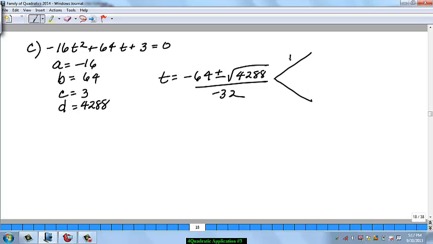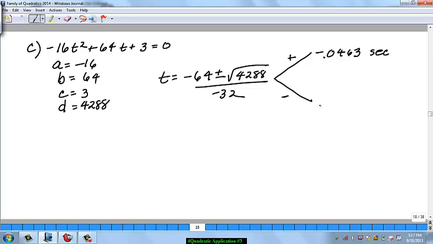If I split this up as positive and negative, when I use the positive, I get a negative 0.0463 seconds. That's what I was alluding to before. That's in the other quadrant. So we actually kind of reject that. But that's when your formula in your calculator does not know that you're talking about a ball in the air. So it's going to give you 2 roots. It's just this doesn't mean anything in this problem.